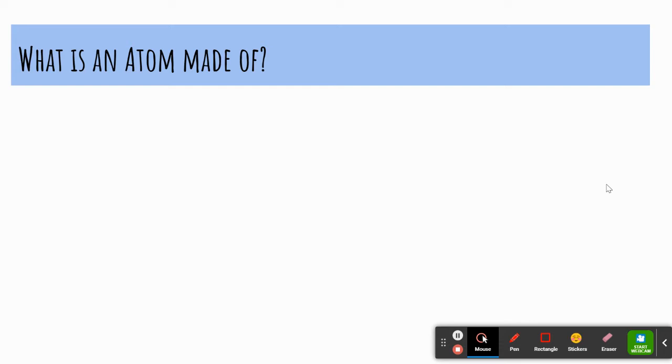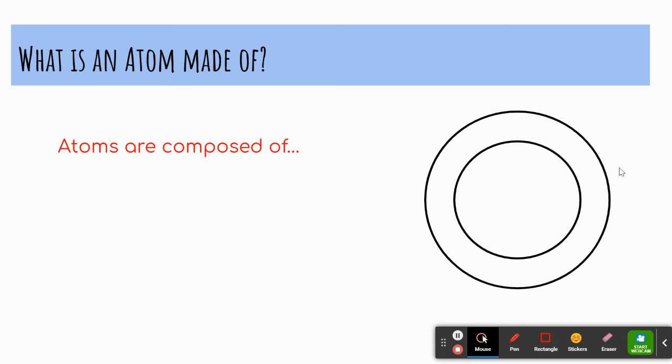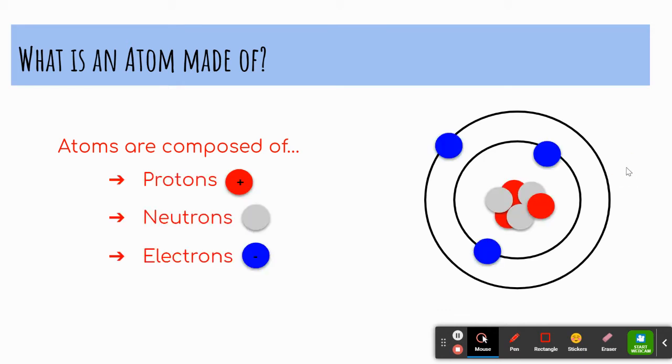So atoms are super tiny. There's actually some things that are even tinier than an atom that make them up. So atoms are composed of protons, neutrons, and electrons. You've got your protons here in red, your neutrons here in gray, and your electrons here in blue.